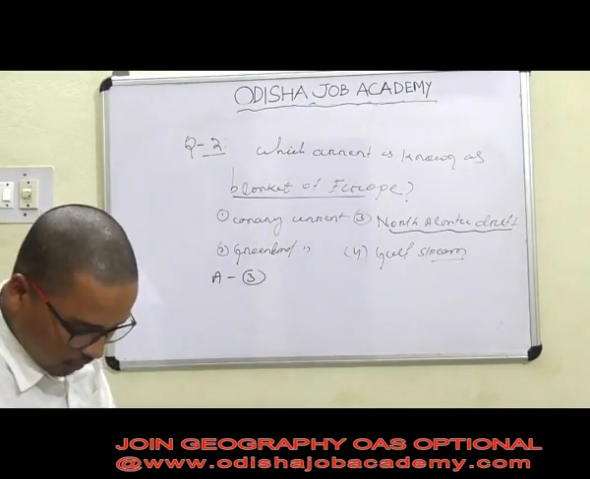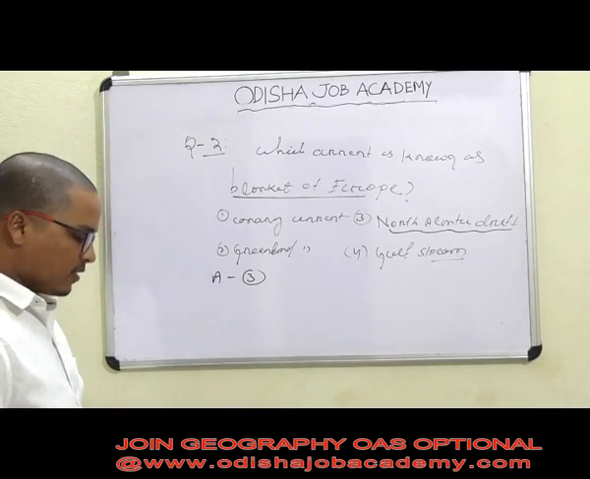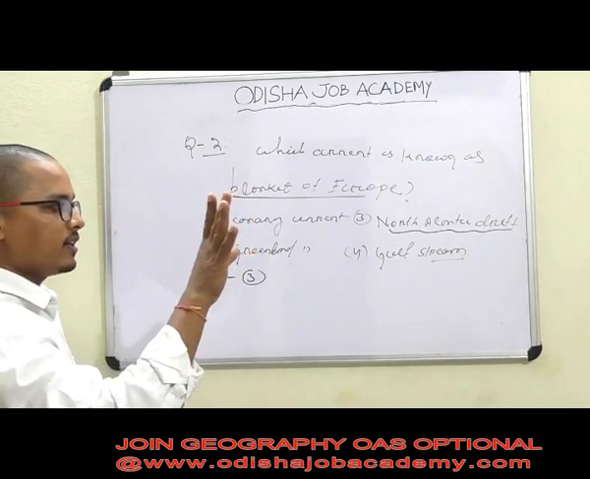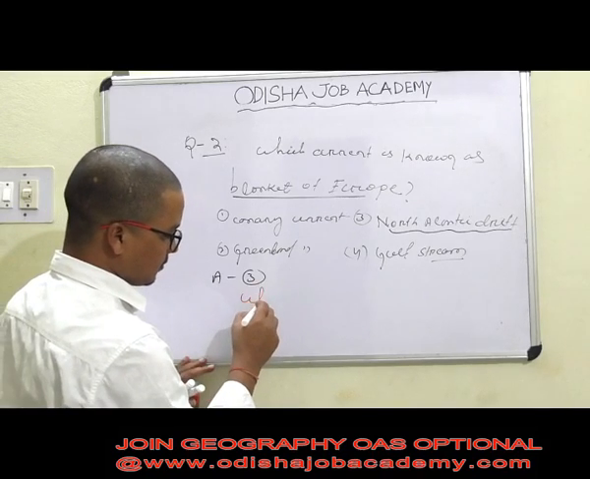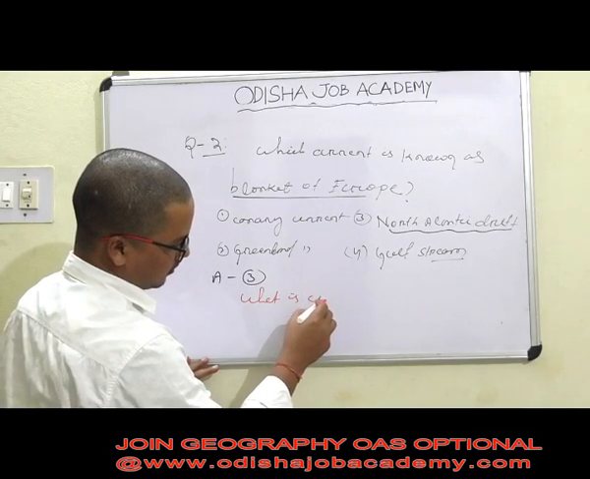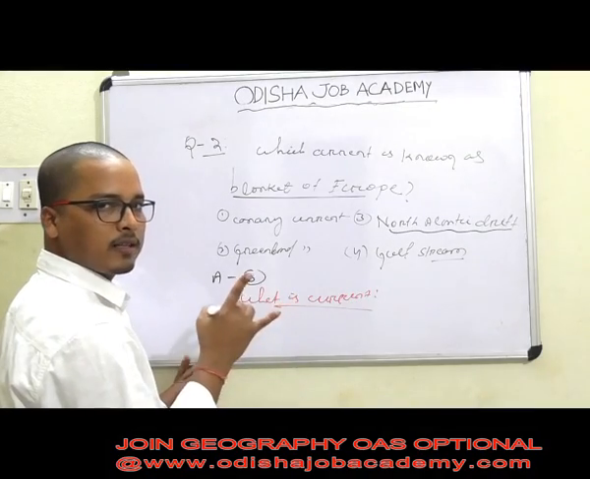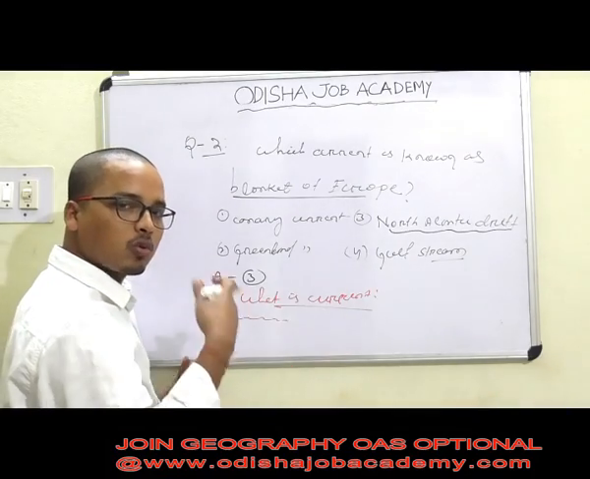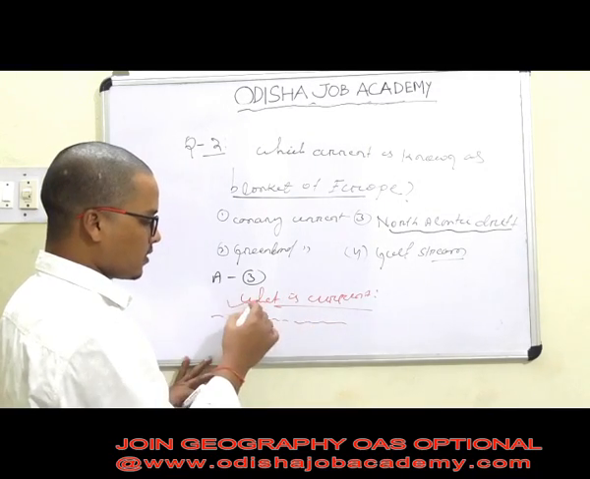Now we will discuss all the currents of the world. The answer is North Atlantic Drift is the blanket of Europe. This is the answer, and this is one of the good questions. We will discuss all the currents right now. First, what is a current? Current is nothing but the movement of water into a definite direction throughout the world, throughout the year.